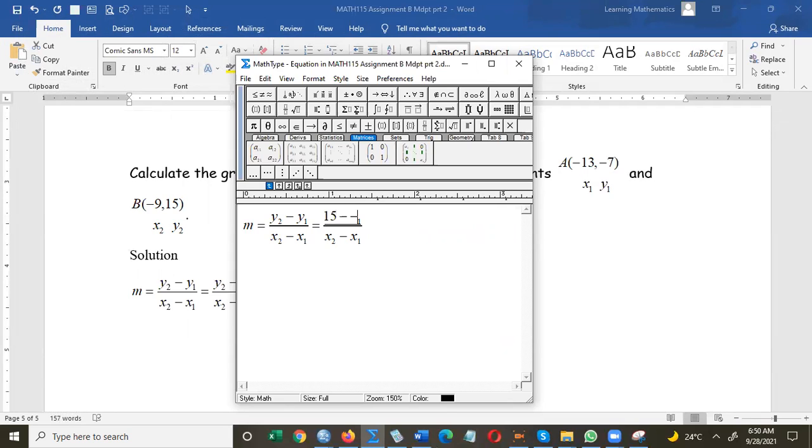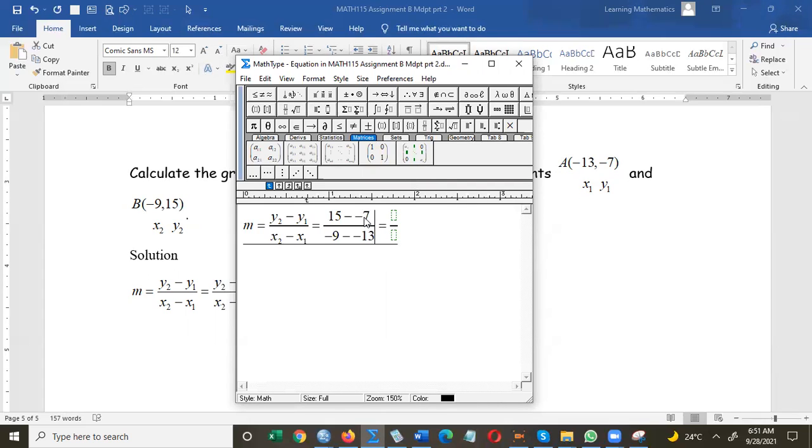Negative 7. The formula comes with a negative sign, so here we have 2 negatives, one for the formula and one for the 7. x2 now is negative 9, and x1 is negative 14. The formula comes with a negative sign, but we need another negative sign, one for the formula and one for the 14. So you have to be very careful when you are doing the calculations to find your gradient. Very important.